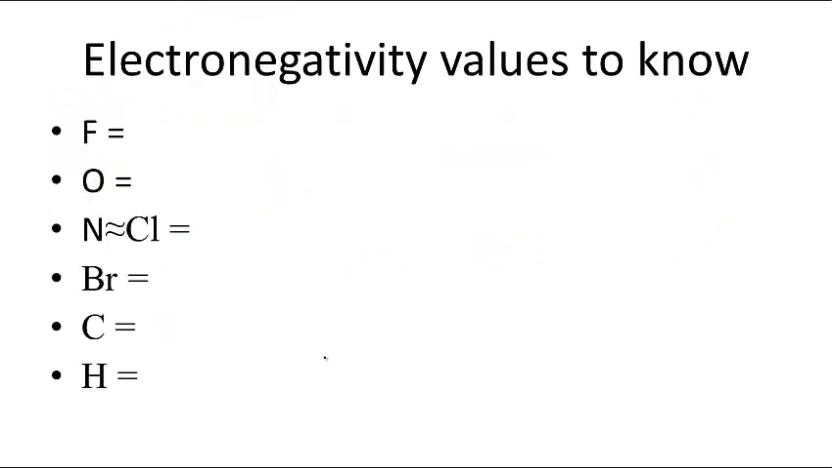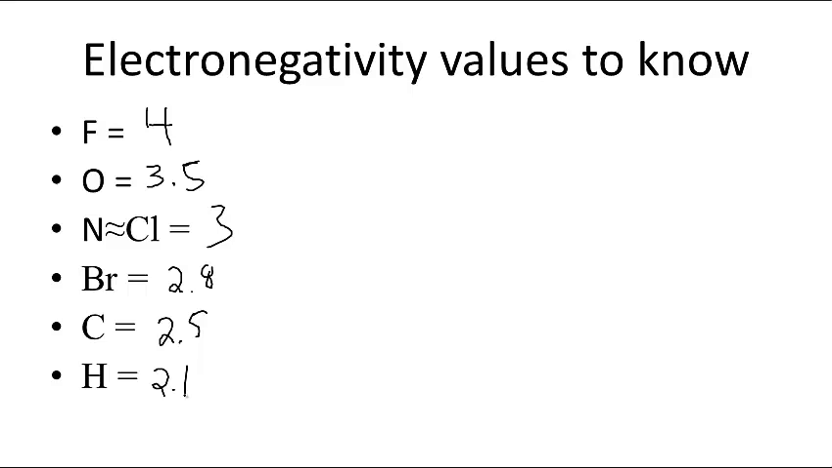Now, electronegativity values to know. I'm not expecting you necessarily to remember these exact numbers, although it might be good. It's based on the Pauling scale, with 4 being the strongest electronegativity, of fluorine. So remember that fluorine is the most electronegative atom. It has the smallest distance from its nucleus to its outer electrons, and it's got a really high effective nuclear charge. Oxygen, 3.5. Cl, approximately 3. Bromine is 2.8. Carbon is 2.5. H is 2.1.